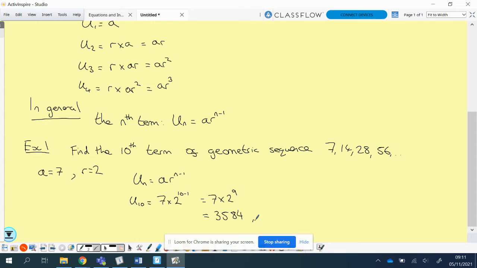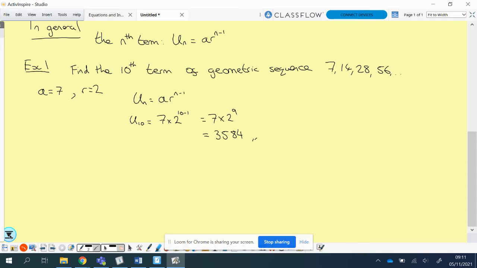Is that okay for our first example? Does that make sense? Cool. So that's what you would call a nice example. They give you the sequence, and you can work out A and R very quickly, then work out any other term they ask you for.